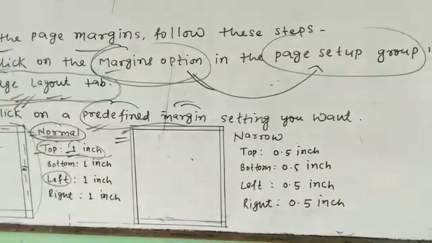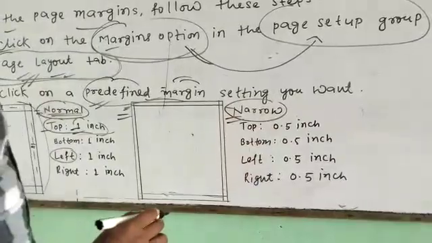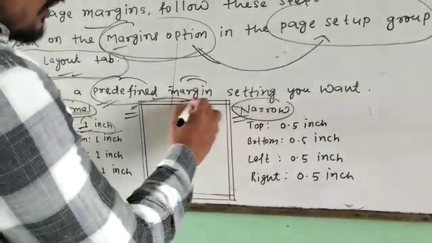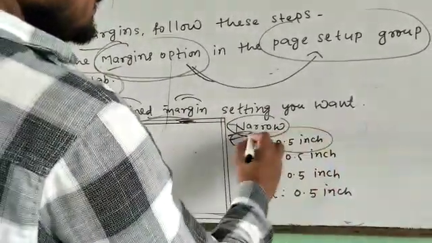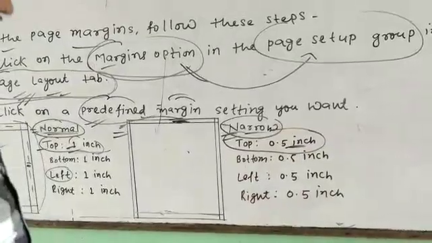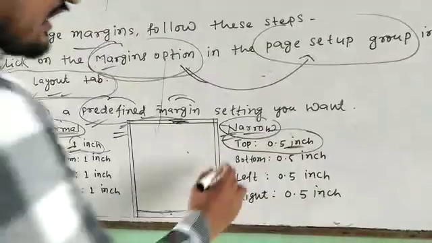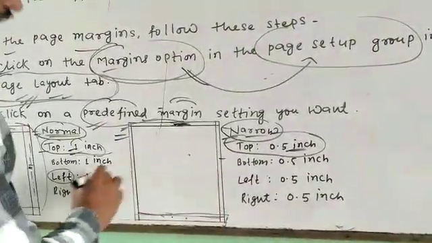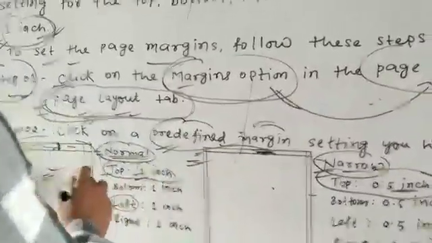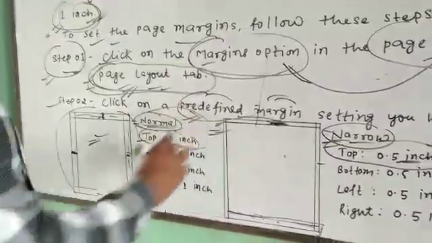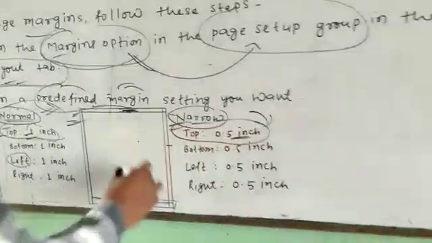And the next option available here is called Narrow margin. In this Narrow option, the top margin is 0.5 inch, bottom 0.5 inch, left 0.5 inch, and right 0.5 inch. So two options are available here, and another option is also available here.